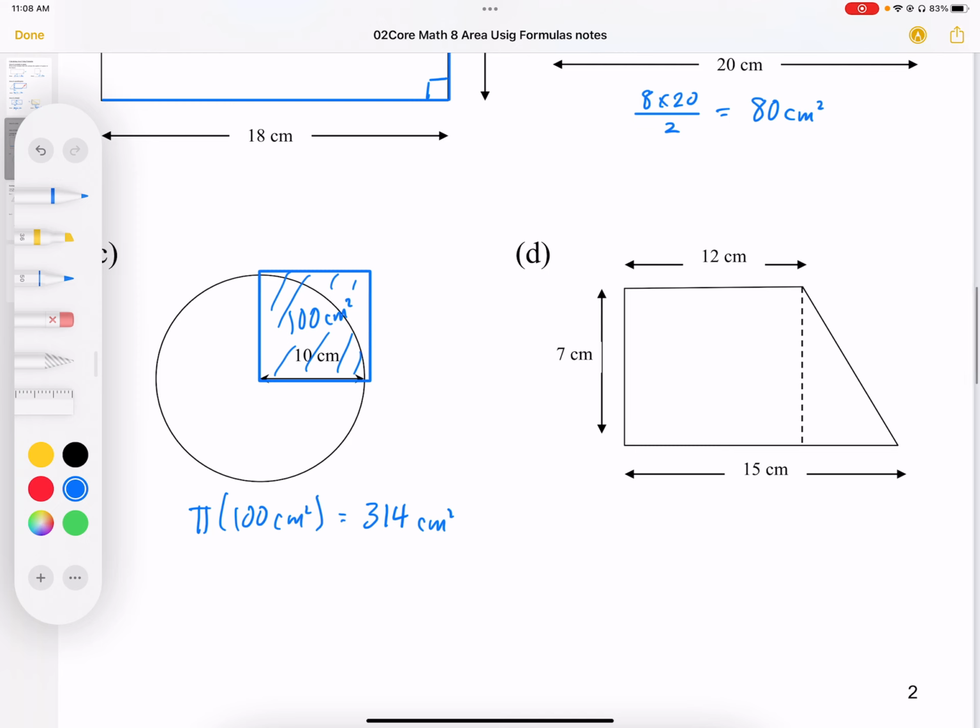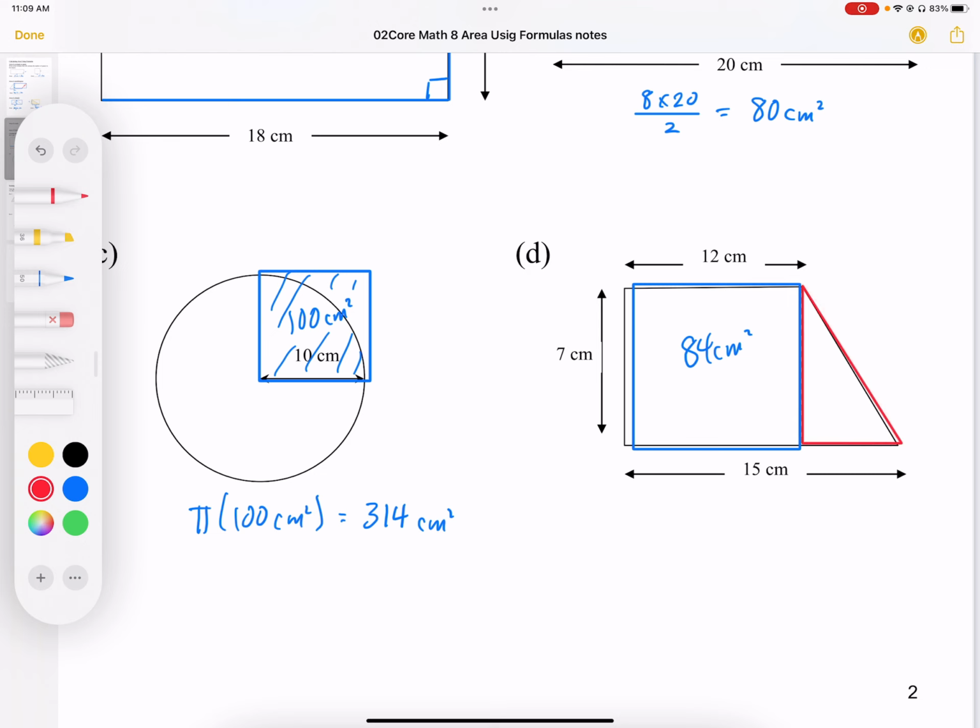When we have these composite shapes, we can break these down into other parts. So I'm going to calculate this rectangle here. Oops, that doesn't look like a rectangle. So my rectangle here, this is going to be 12 times 9, which is going to be 84 centimeters squared. And then I'm going to work out the area of this triangle here separately.